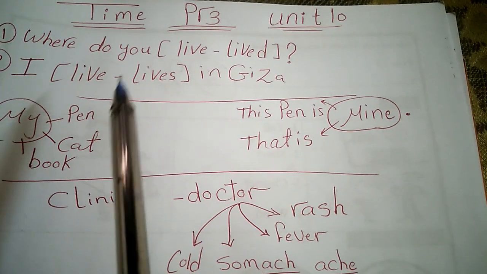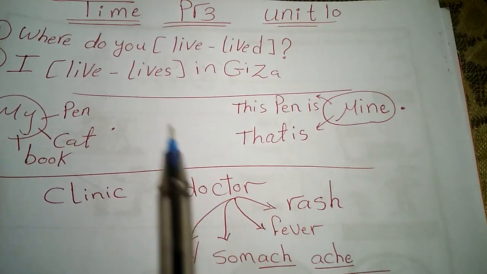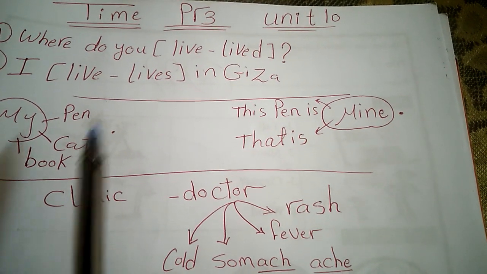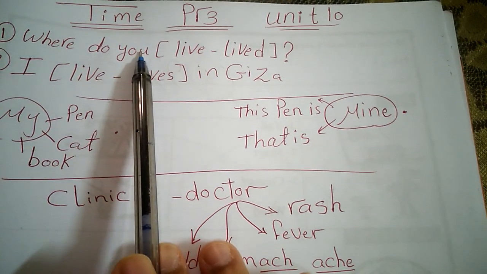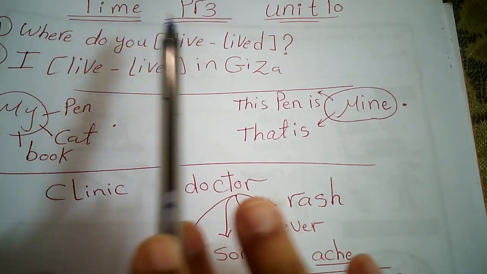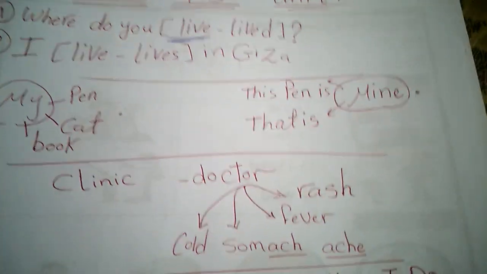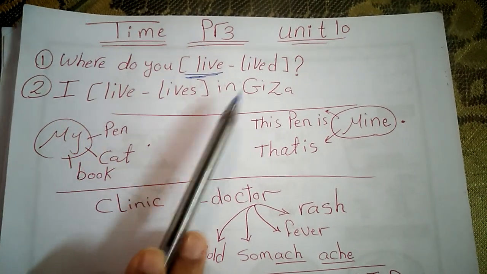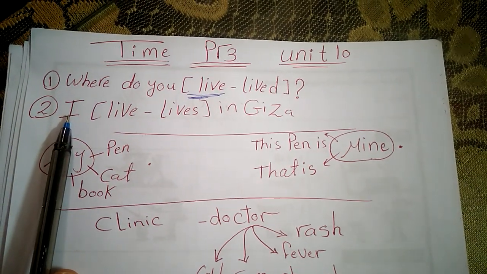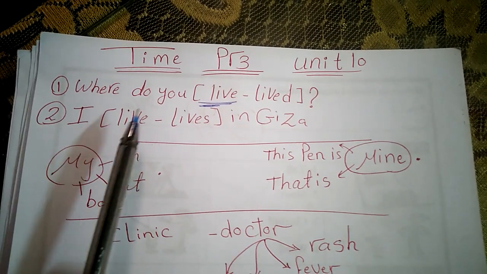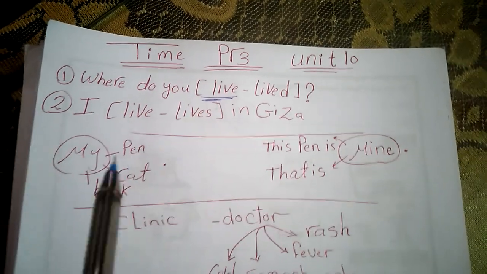So, when I want to know where do you live? I live in Giza, I live in Cairo, I live in Alex, I live in Aswan. So, where do you live? Is it present or past? Present. So, where do you live or lived? Live. I live or lives in Giza. So "I" is strong or young? Strong. So, live.